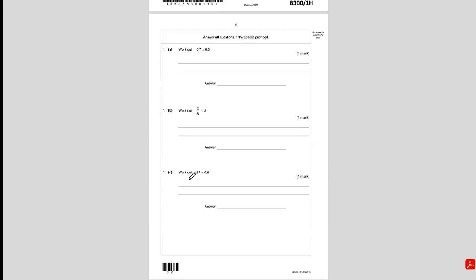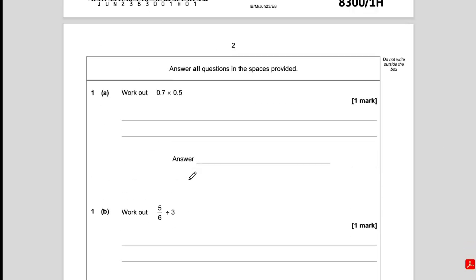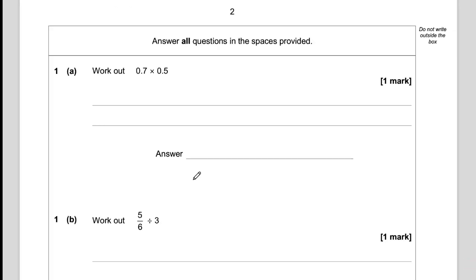Okay then, let's start with question 1. Work out 0.7 times 0.5. My method for this is I always tend to just view it as the normal digits. So 7 times 5 would be 35. Now, these are actually both divided by 10, so this would be divided by 100. I tend to view it in my head as I've ignored 2 decimal places, so I need to put 2 into my answer. So it's going to be 0.35.